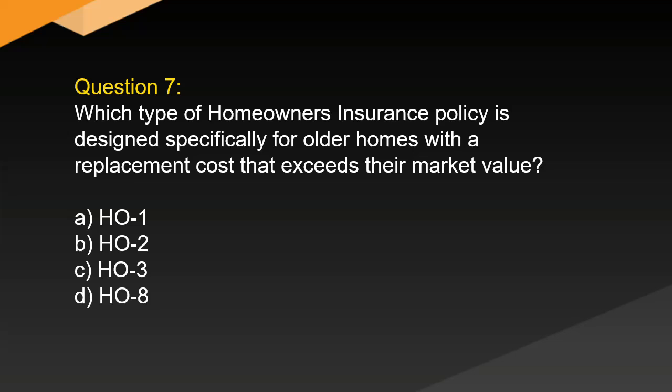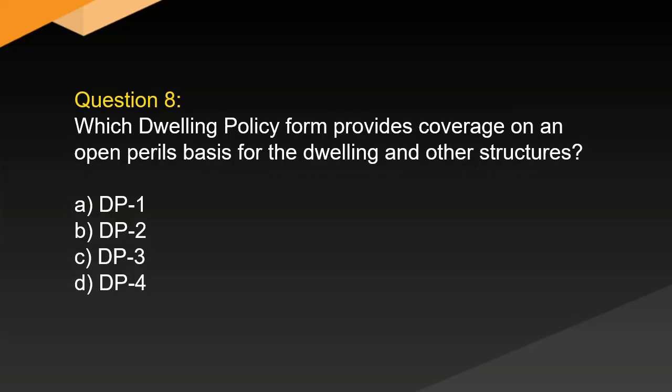Question 7. Which type of homeowners insurance policy is designed specifically for older homes with a replacement cost that exceeds their market value? A. HO-1. B. HO-2. C. HO-3. D. HO-8. Question 8. Which dwelling policy form provides coverage on an open perils basis for the dwelling and other structures? A. DP-1. B. DP-2. C. DP-3. D. DP-4.